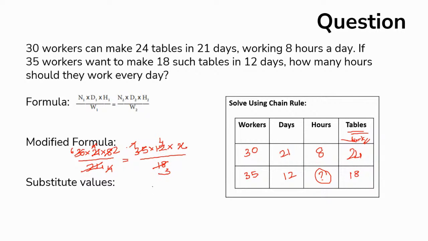So x value is nothing but 9 hours per day. That will be your answer for this one, guys. Whenever the work is different, the formula will be: number of men m1 into d1 into h1 divided by w1 is equal to m2 into d2 into h2 divided by w2.